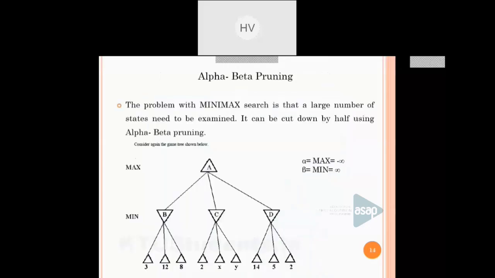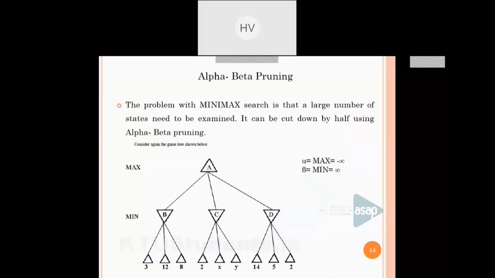Hope all are clear about this Minimax algorithm. Next we shall move to alpha beta pruning. There is a problem with this Minimax algorithm. To address that problem, alpha beta pruning is introduced. The working of alpha beta pruning is also the same as Minimax algorithm with a slight difference.